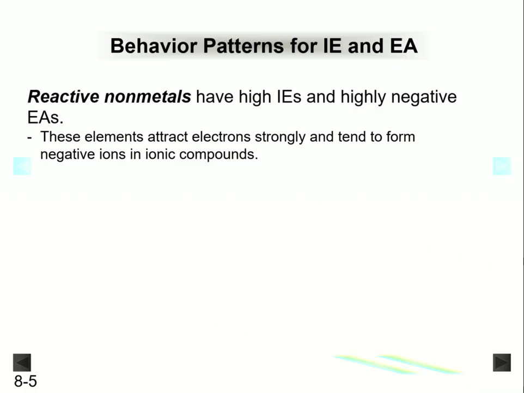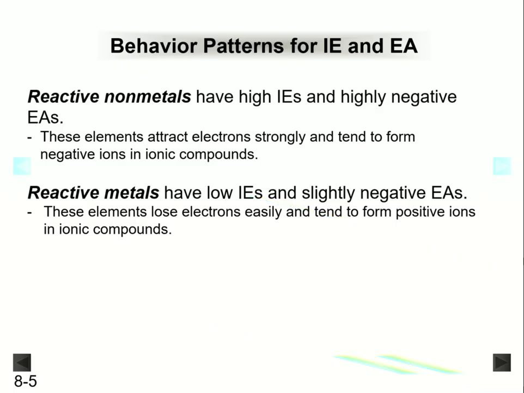throughout this course. The reactive metals tend to have low ionization energies and slightly negative or very low, low positive electron affinities. The transition metals have been measured and do have favorable electron affinities, though they're very small. There are ones that have positive electron affinities. So these elements lose electrons easily. They tend to form positive ions in ionic compounds. And this is again what we have seen from the beginning.